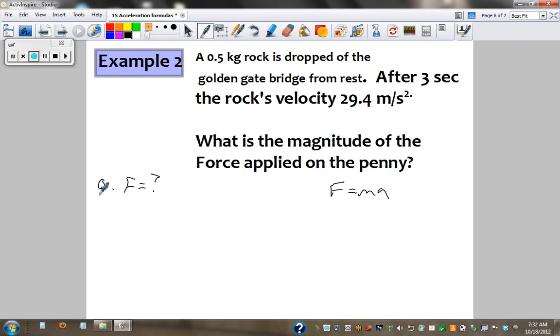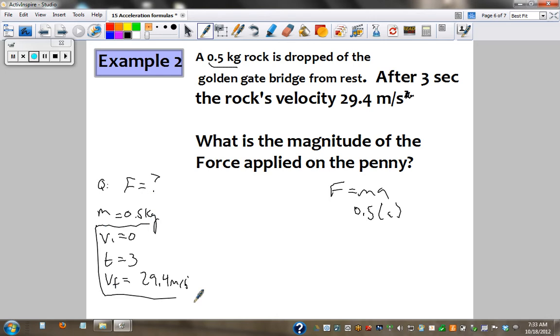Now I need this. Let's see what I know now. I know we have a 5 kilogram load, 0.5. Dropped from rest, V initial equals 0. After 3 seconds, time equals 3. V final equals 29.4 meters per second. So, I know mass is 0.5, but I don't know acceleration. I need to use this stuff to find it. Look at your formulas. Which one is it?